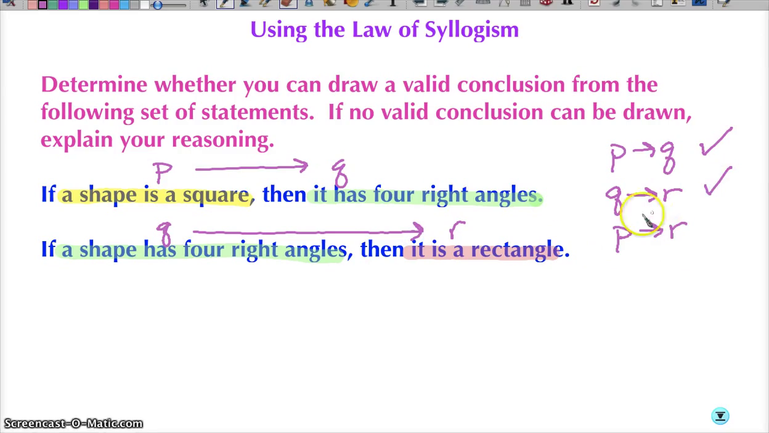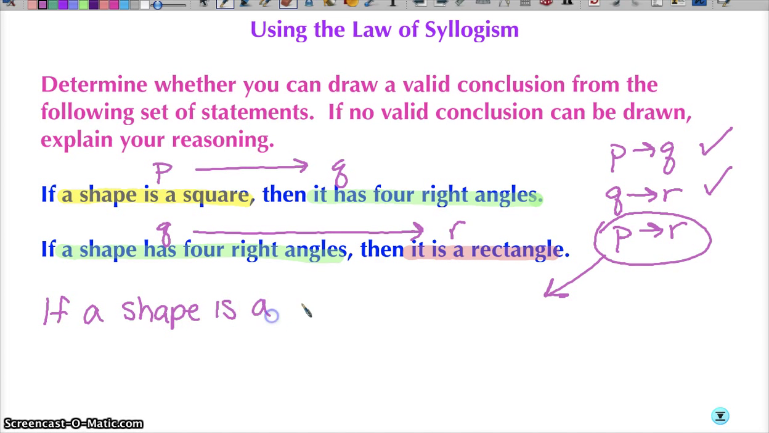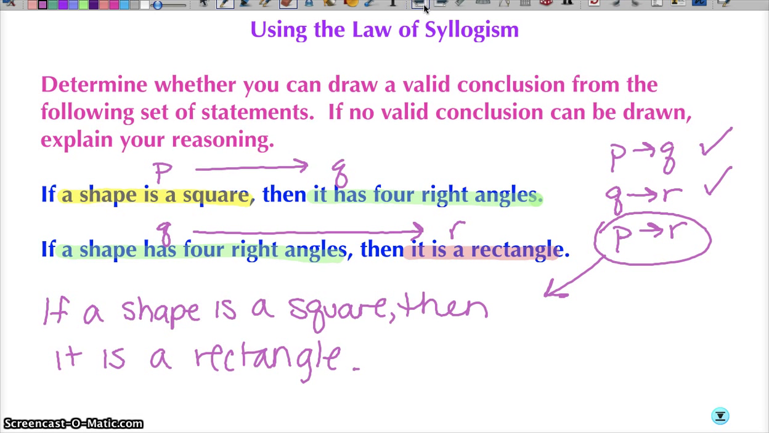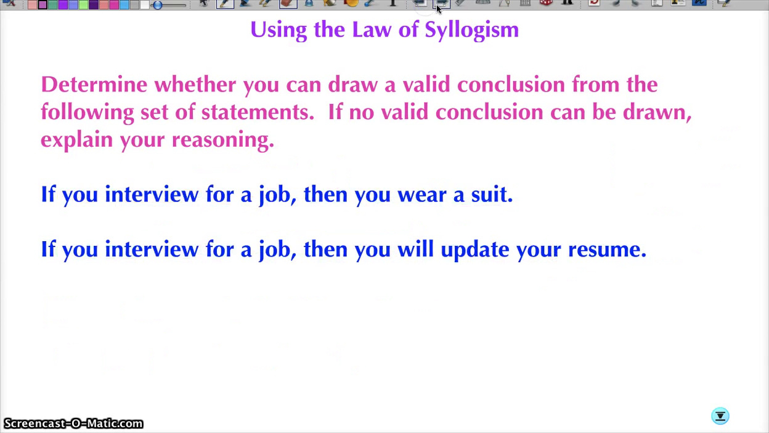So we need to now write this statement right here. Okay, so we have our P statement, which would be if a shape is a square, then, and now we use our R, it is a rectangle. And that would be your valid conclusion because it follows that law. All right, and that's it. There we go. That's how we use our law of syllogism, our law of detachment. And so make sure you have these things written down and you're ready with any questions that you may have.